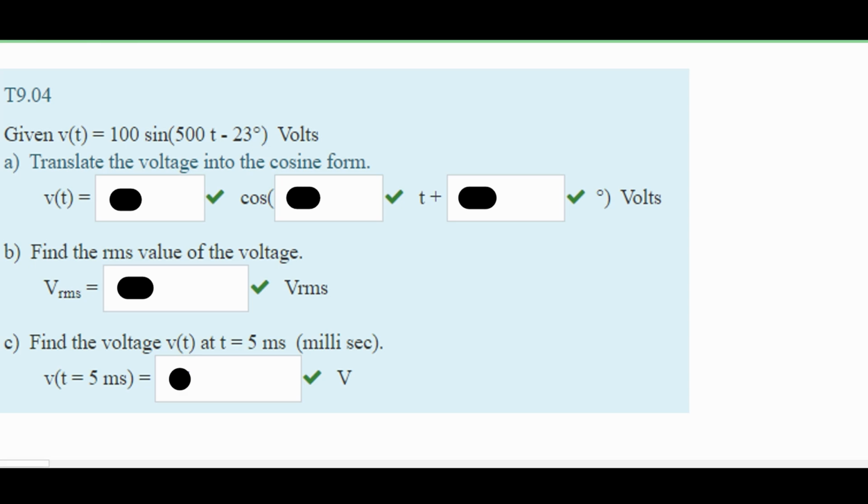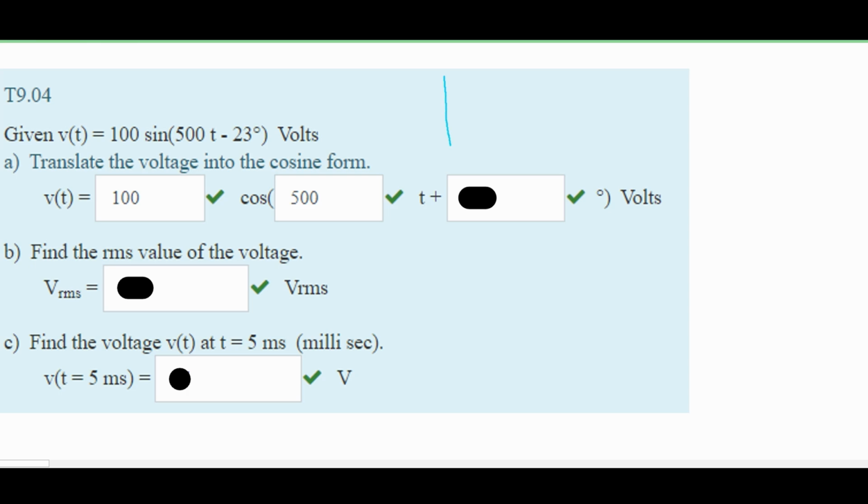So that means the 100 in front of our sine, this is our V max for our sinusoidal wave, is still going to be 100. We know that our 500t, our omega, will not change, so we will have a 500 here before our t. Again, the only thing that's going to change is our negative 23 degrees.